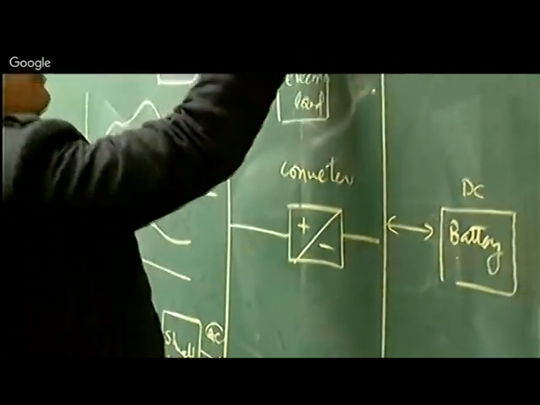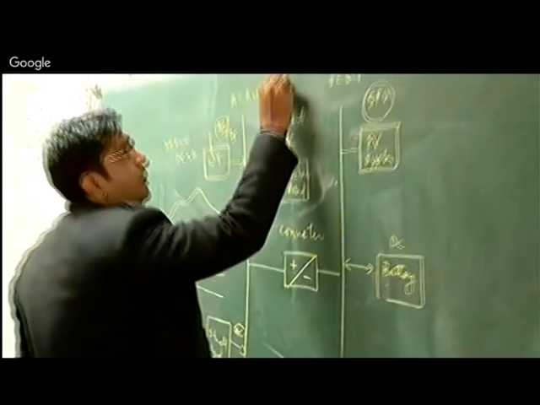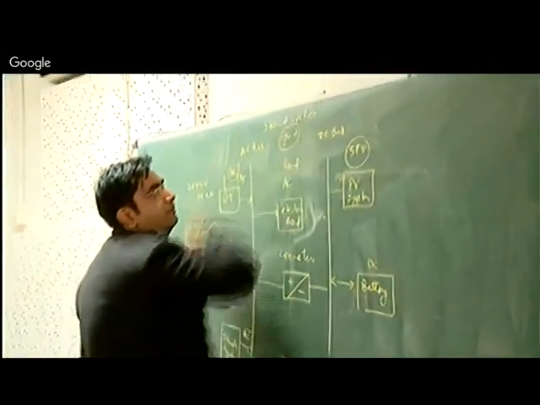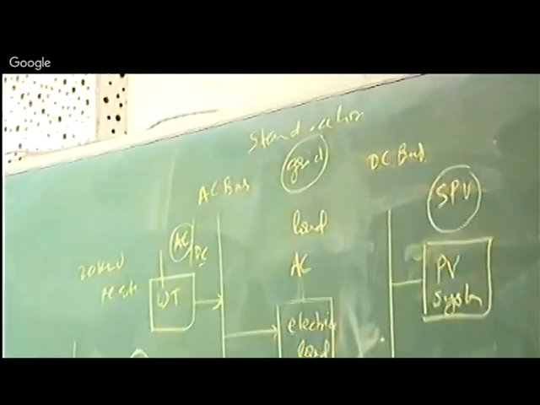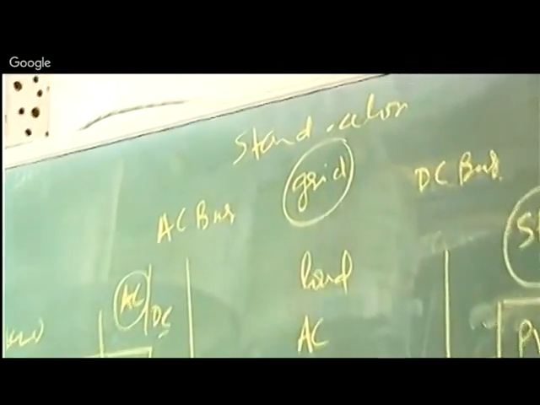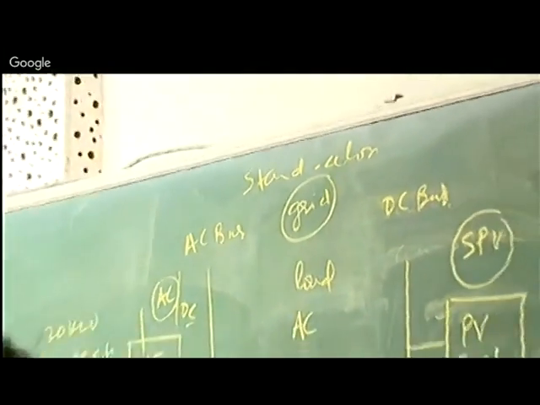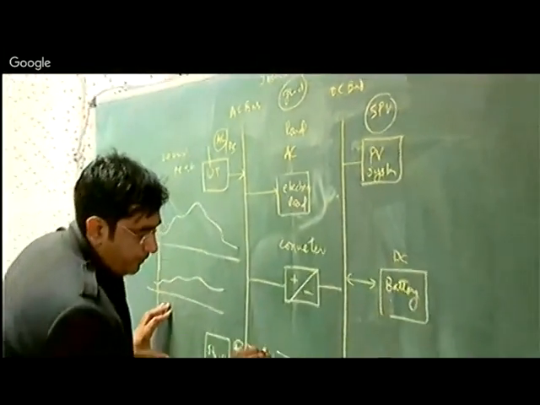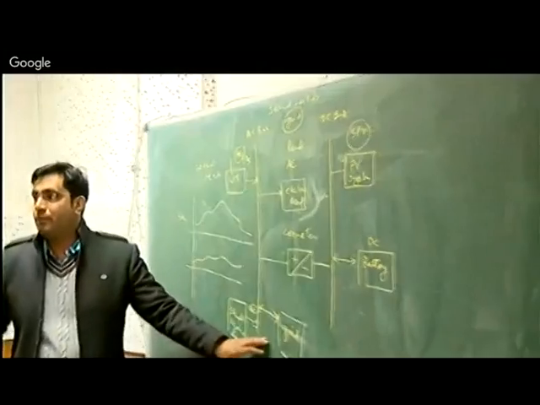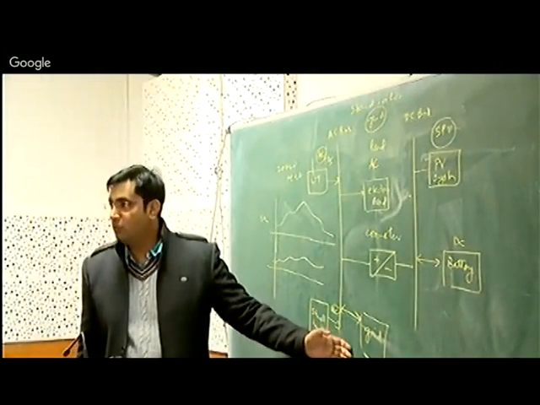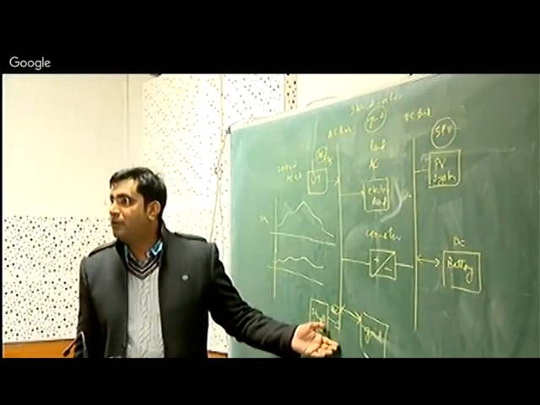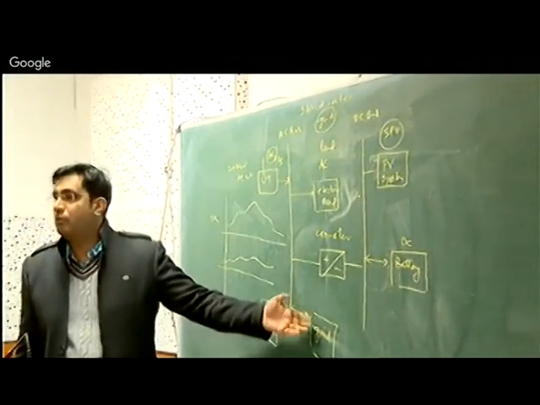Suppose you have, this is called a standalone system. We are not connected to the grid. Suppose we have excess power and we want to connect it to the grid. Again, if I'm not using any backup, I can connect the grid in a dual mode, right? I can take power from the grid, I can give power to the grid.